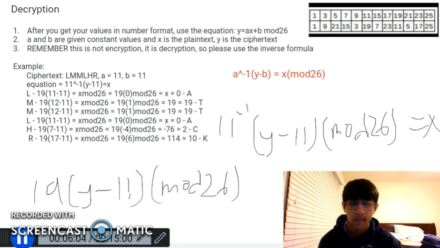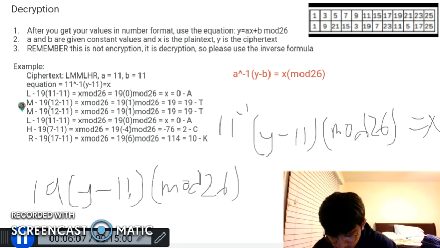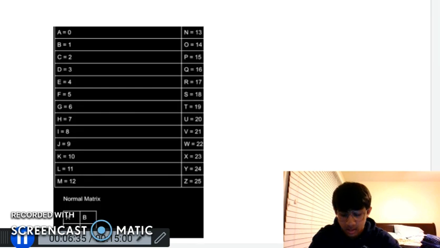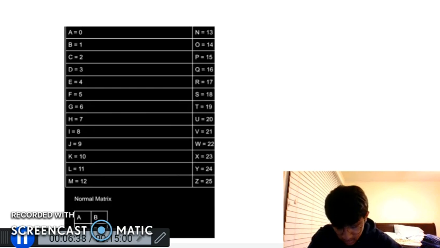Our first value is L. We plug in L because that's our ciphertext, and we try finding the plain text. We get 11 minus 11, which is 0. So 19 times 0 is 0, and 0 mod 26 is just 0. Our first letter is going to be A. The second one, M, is going to be 12. You plug in 12 and get 19 times (12 minus 11), which is 19 times 1 mod 26. That's just 19, and if you look at this chart, 19 is going to be T.